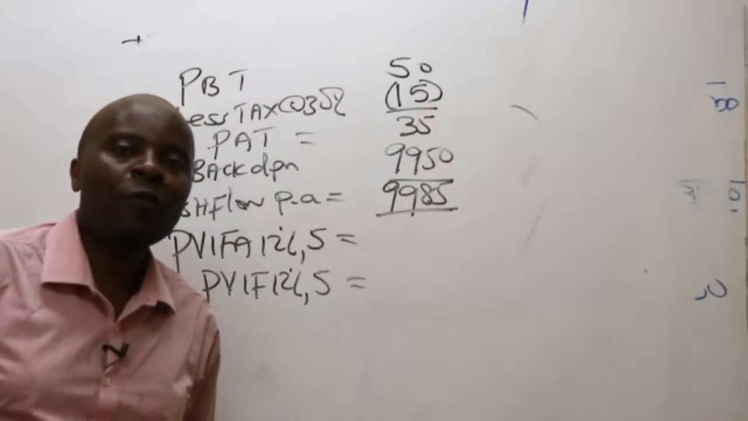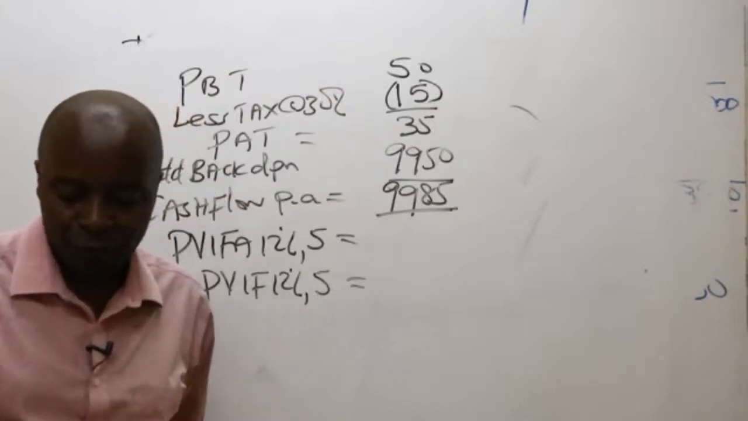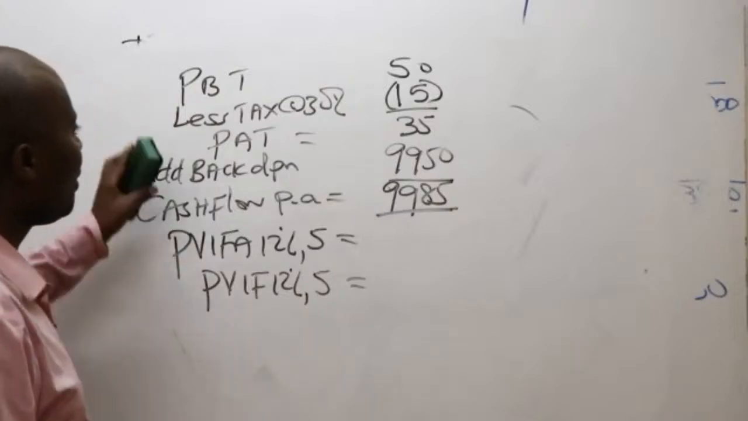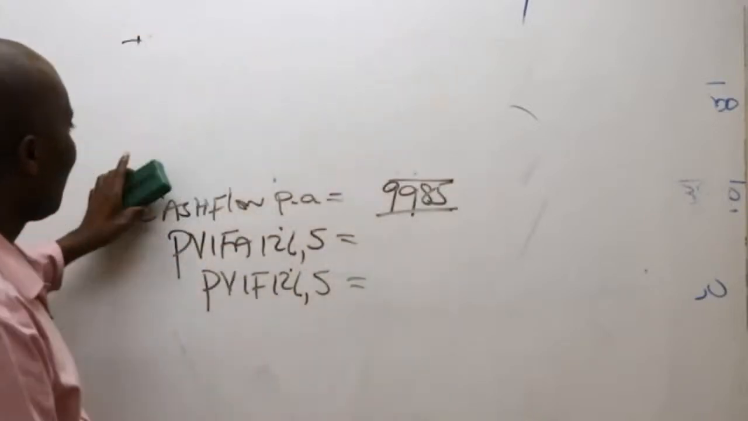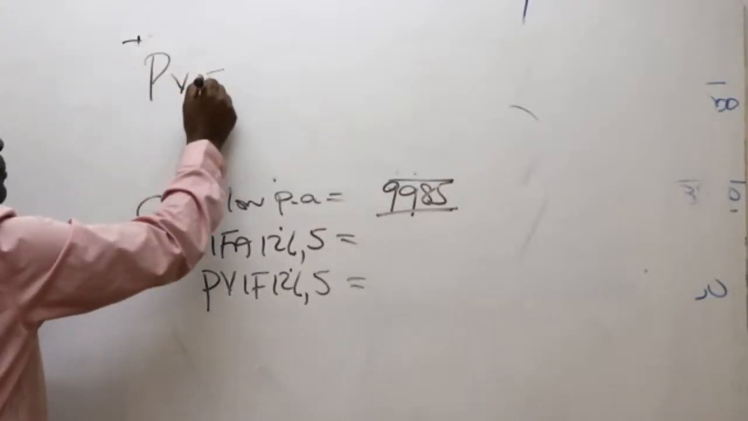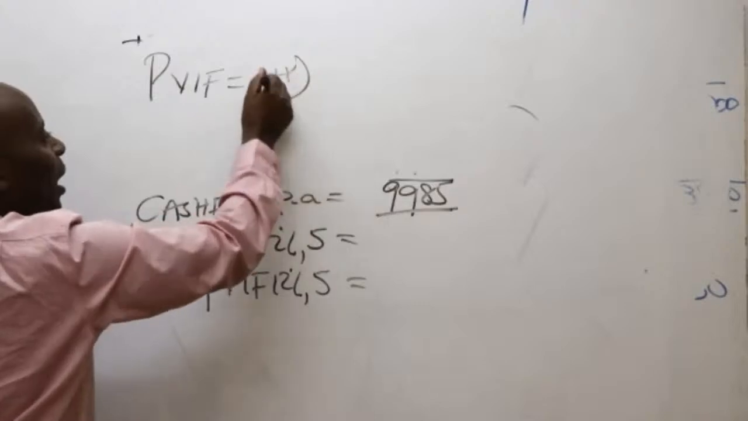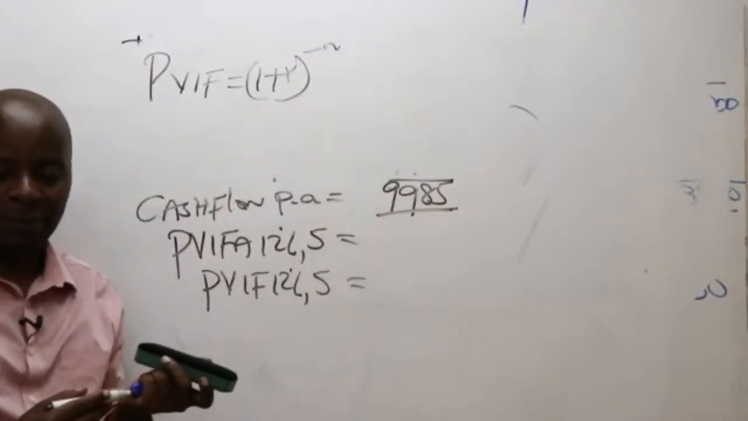So first of all, I will start with PV for 5 years. PV is the easier formula. To get PV, you and I know that PV is 1 plus R raised to negative n. That is the PV formula.